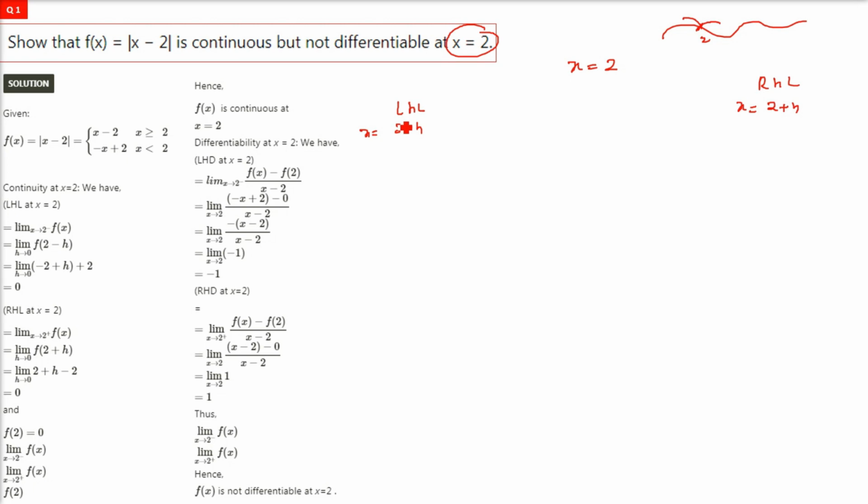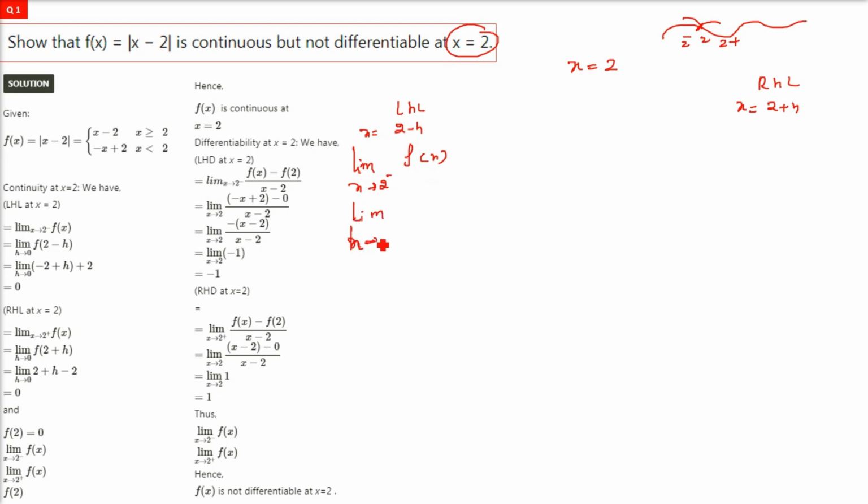So let us apply the limits. Limit x tends to 2 minus, because we are going on the back side or behind it. In front of it we will use limit x tends to 2 plus. So limit x tends to 2 minus of f(x): x has to be written as 2 minus h in this case. So when we replace x by 2 minus h, what will it be?